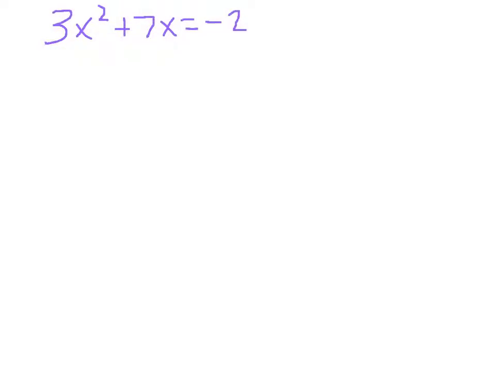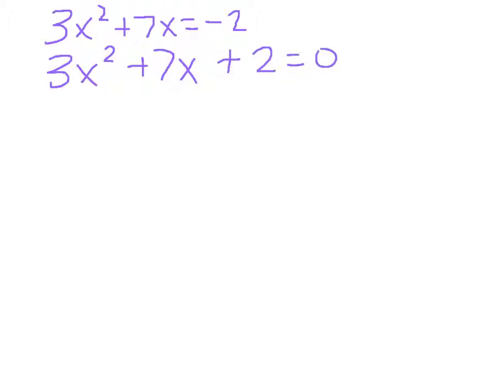In this video, I'm going to review solving quadratic equations by factoring. The very first step is always going to be to set the equation equal to 0. In this case, it's not equal to 0, so I'm going to need to move the negative 2 to the other side by adding 2 to both sides. So we get 3x squared plus 7x plus 2 equals 0.